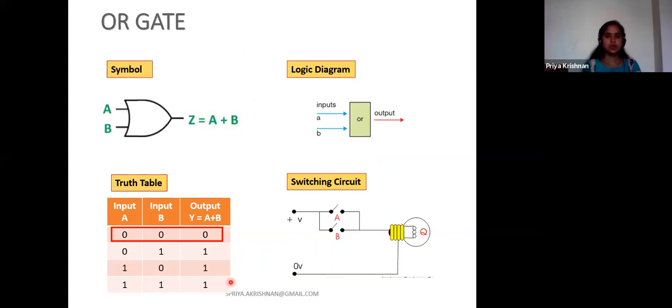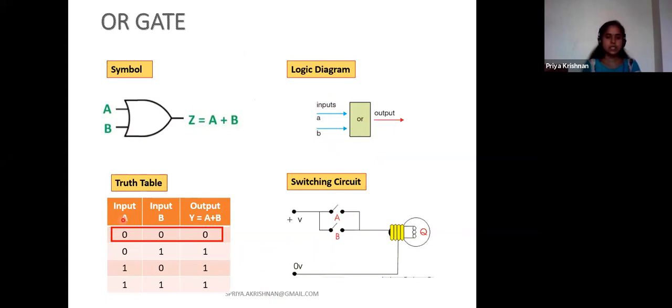So next we will go to the OR gate. You can see the symbol of the OR gate. And what is the output? Y or Z is equal to A or B, A plus B. And come to the logic diagram. In the place of AND, I replaced OR, and it still has 2 inputs A and B, and it is giving 1 output here.